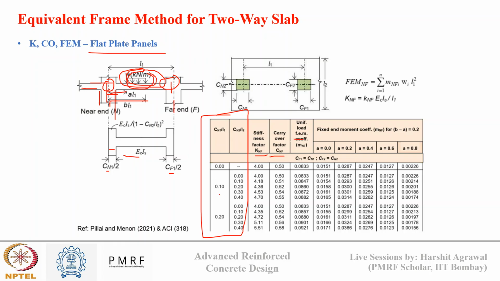So for example, if I have CN1 and CN2 equal to 0.1, and I have a uniformly distributed load all across, from here to here, then for such cases my stiffness factor K value will be 4.18, the carryover factor will be 0.51, and for the uniformly distributed load throughout, it will give me an FEM value of 0.0847. Once we know these values, we can calculate the fixed end moment, and we can calculate the effective stiffness of the section, so the equivalent stiffness of the section. So this was for the flat plate.